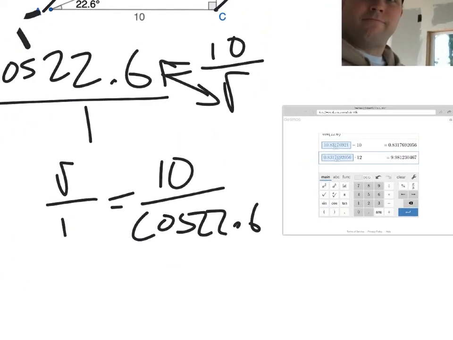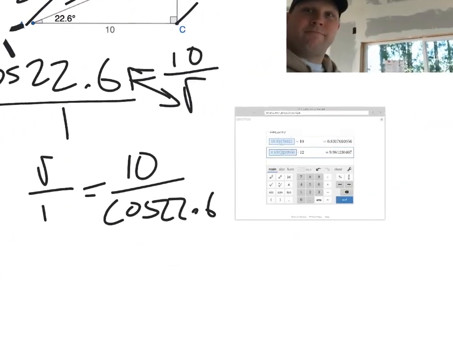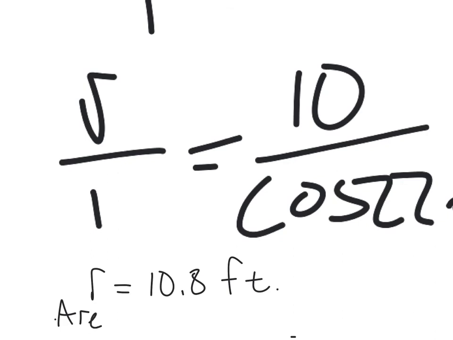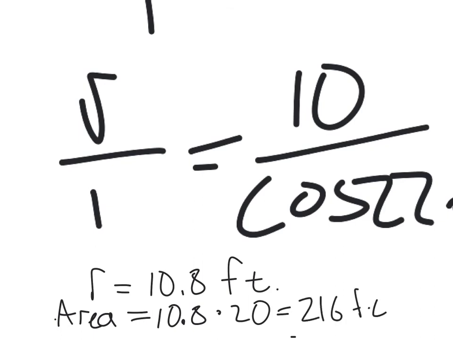Okay, cool. So r is 10.8 feet. Actually, we'll leave it like that. And so the area would be 10.8 times 20, because it's 20 feet long. If we double this, that would be 216 square feet approximately.